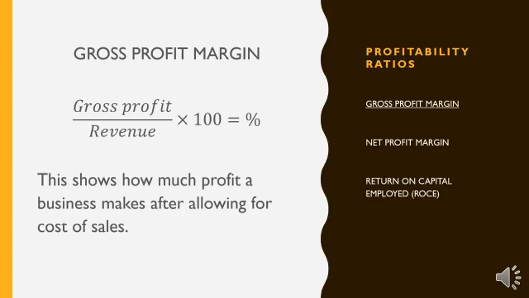There are two ways to improve gross profit margin. First is to increase revenue, sell more or increase prices, but maintain cost of sales. The second one is to cut cost of sales by lowering wages or materials costs.